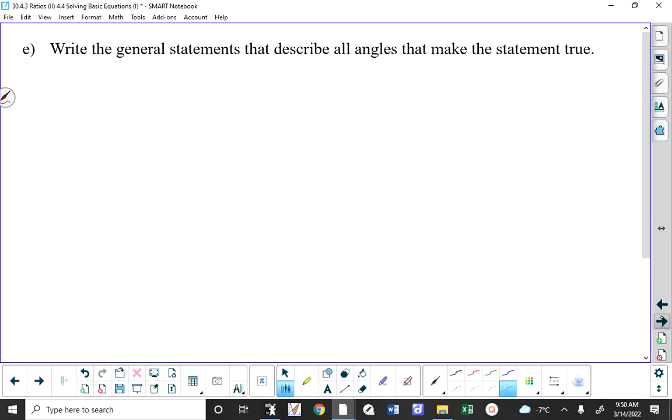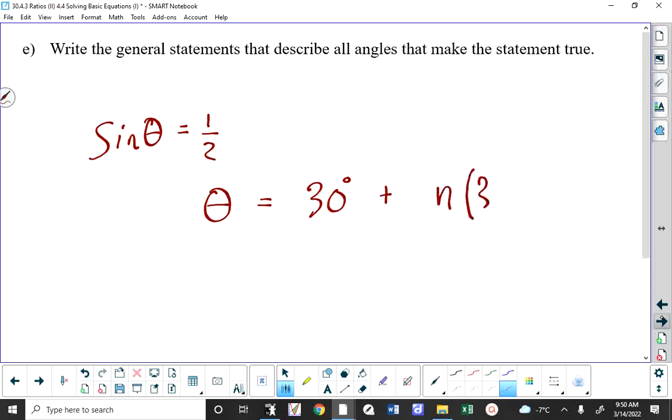So now, what are the general statements that describe all of the solutions? So we have sine of theta equals 1/2. How can we write that 30 degrees makes it true and all of the coterminal angles make it true? Well, we can write 30 degrees plus n times 360 degrees, where n is an integer.